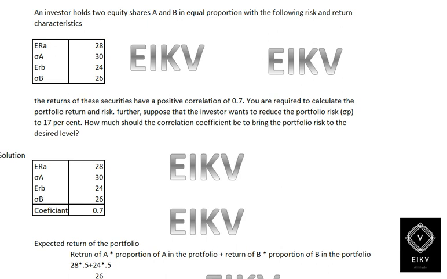So going ahead with the solution, we have the return of A as 28%, risk of A as 30%, and return of B as 24%, and risk of B as 26%. Correlation between A and B would be 0.7. So expected return would be the return of A into proportion of A plus return of B into proportion of B, which would be 28 into 0.5 plus 24 into 0.5, which will be 26 is the combined return.